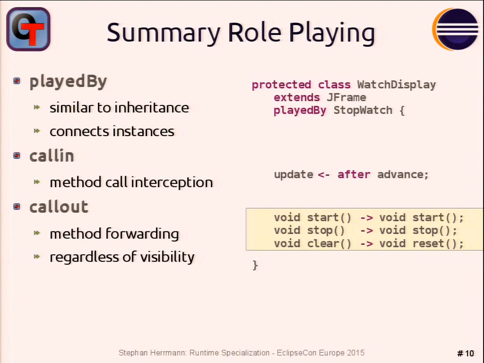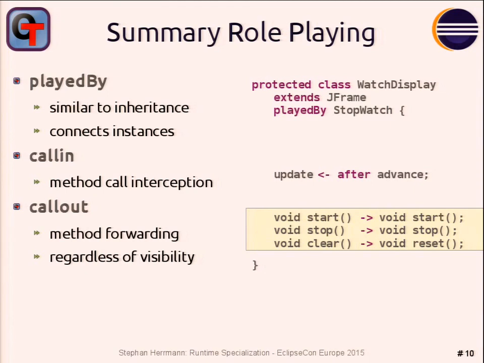A role and its base are actually kind of slices of the same conceptual thing. So the employee and the person is really the same thing. And for that reason, forwarding a method call from one slice to the other slice should not have to pay attention to visibility modifiers. What that means, these call-out method bindings can completely disregard visibility modifiers.